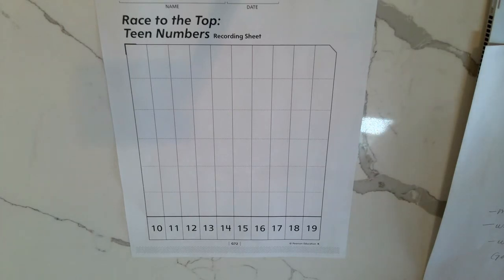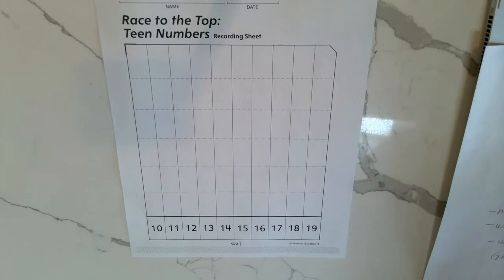Some of you might be sharing that you're noticing that the teen numbers are on the bottom of our game recording sheet today. Did you see those numbers? 10, 11, 12, 13, 14, 15, 16, 17, 18, 19. Those are our teen numbers.